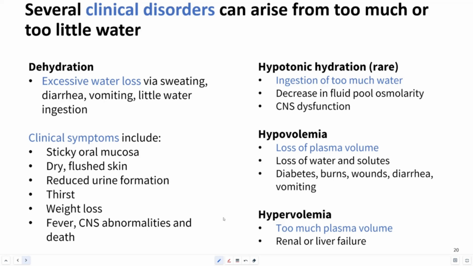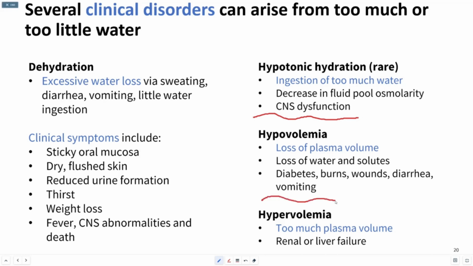Let's talk about several different types of conditions that could occur. A condition often seen in athletes, occurring when there is overconsumption of plain water followed by excess sweating or hypersecretion of ADH, is known as hypotonic hydration or water intoxication. This is pretty rare. This is when you ingest too much water, causing a decrease in the fluid pool osmolarity, and that can lead to CNS dysfunction. In an extreme case of hypotonic hydration, this can even cause cerebral edema, fluid accumulation in the brain because of swelling.